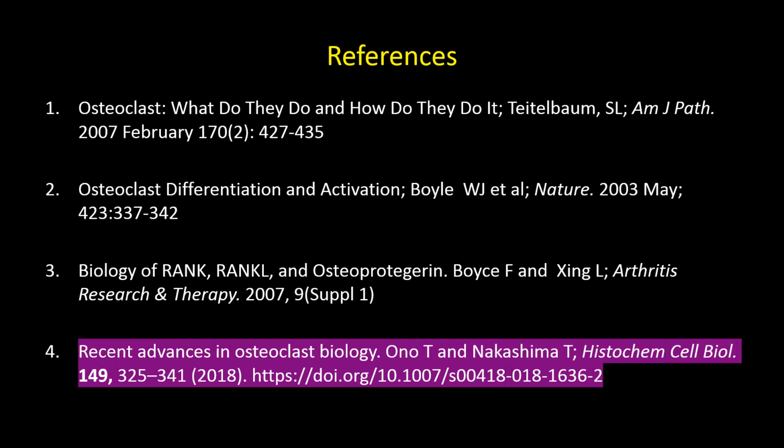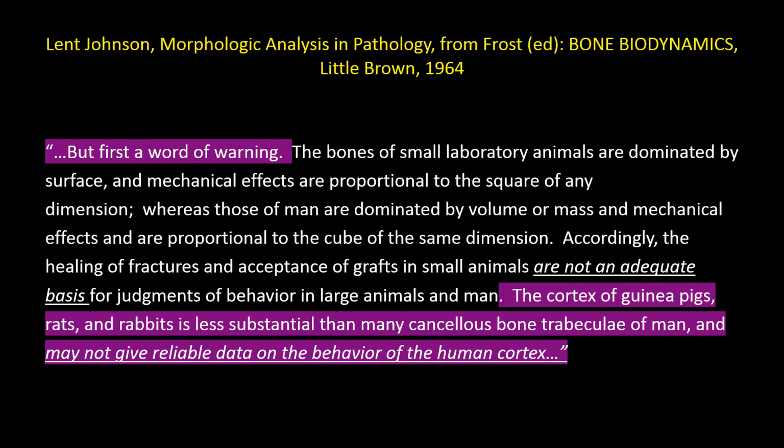As you read this last paper, bear in mind Dr. Johnson's comments in 1964. He cautioned us on the interpretation of small animal research. In his words, the cortex of guinea pigs, rats, and rabbits is less substantial than many cancellous bone trabeculae of man, and may not give reliable data on the behavior of the human cortex. Most of the research work on the osteoclast has been performed on mice.